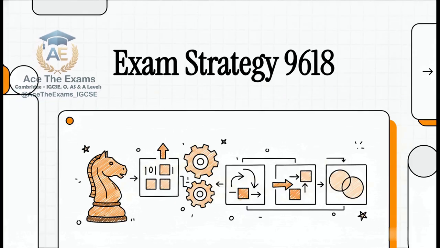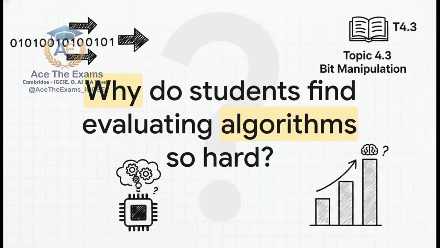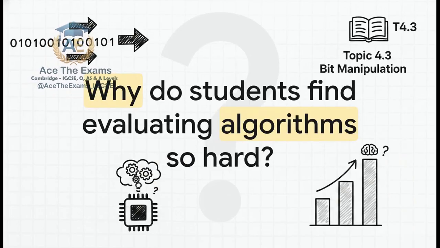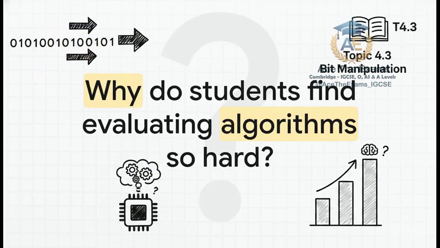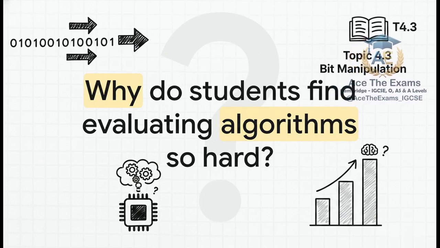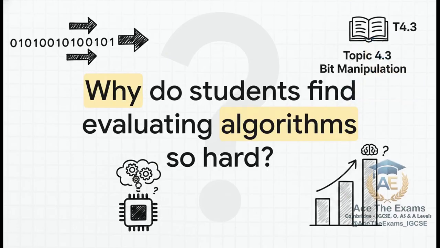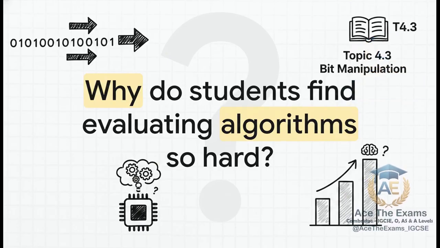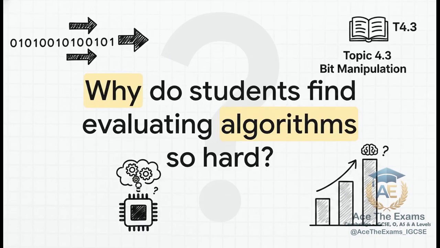So why do students find evaluating algorithm efficiency so incredibly hard, especially when it comes to bitwise operations? This question is absolutely crucial because this topic pops up in every single examination series. It's a fundamental pillar of the Cambridge syllabus, right? Yet year after year, thousands of candidates drop really easy marks. They stare at a binary string, they know the basic rules, but when they're actually asked to evaluate the efficiency or the algorithmic impact of a shift, they just completely freeze.